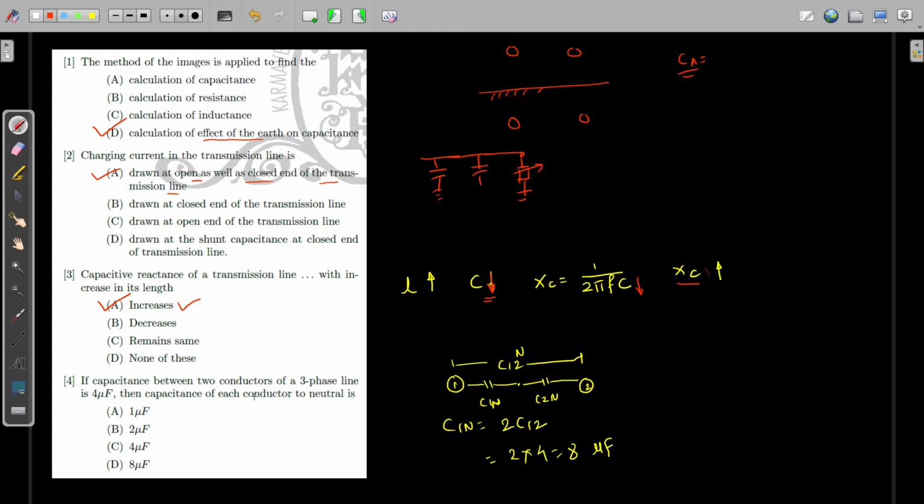If the capacitance between two conductors of a three phase line is 4 microfarad, so I have a three phase line, and between two phases I have the capacitance of 4 microfarad. What is the capacitance with respect to neutral? This is the capacitance with respect to neutral. The capacitance with respect to neutral is twice the line value, that is twice into 4, so it becomes 8 microfarad. Option D is correct.